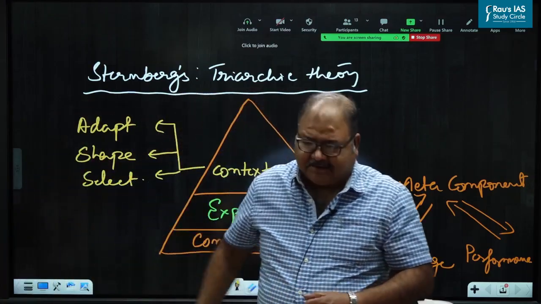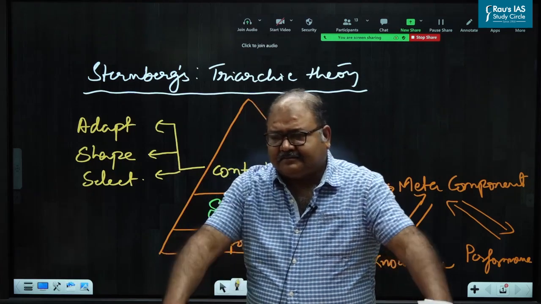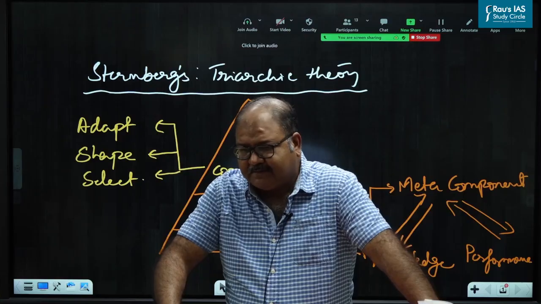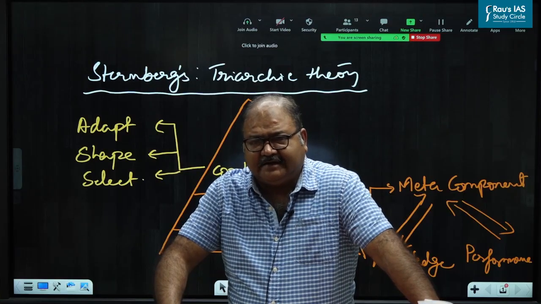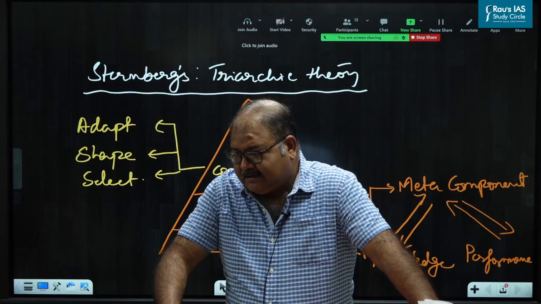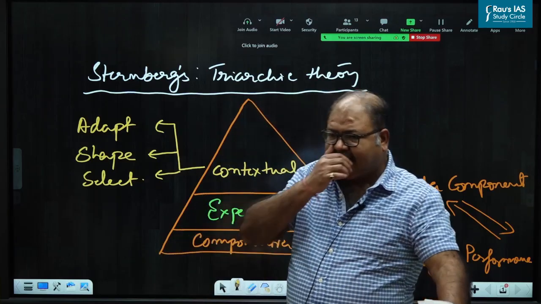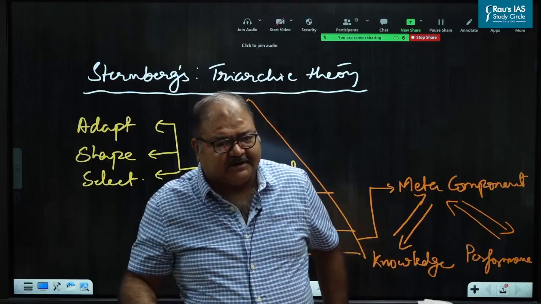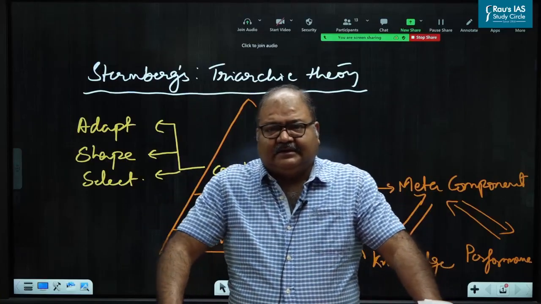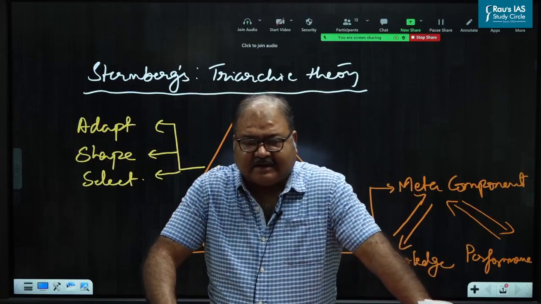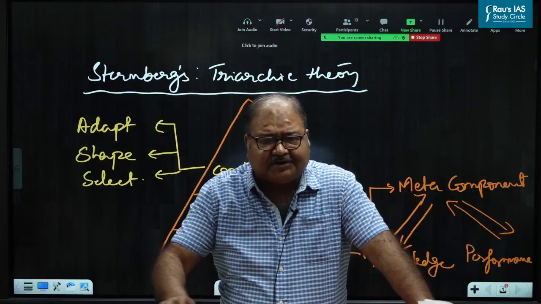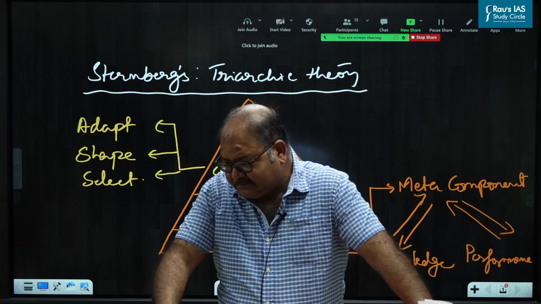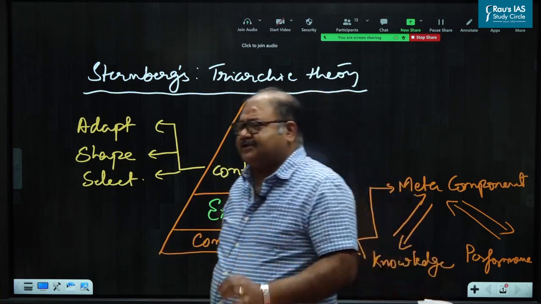So according to Sternberg, there are three types of intelligence that are arranged in hierarchy. It begins with componential intelligence, which is required for the execution of the task in hand.